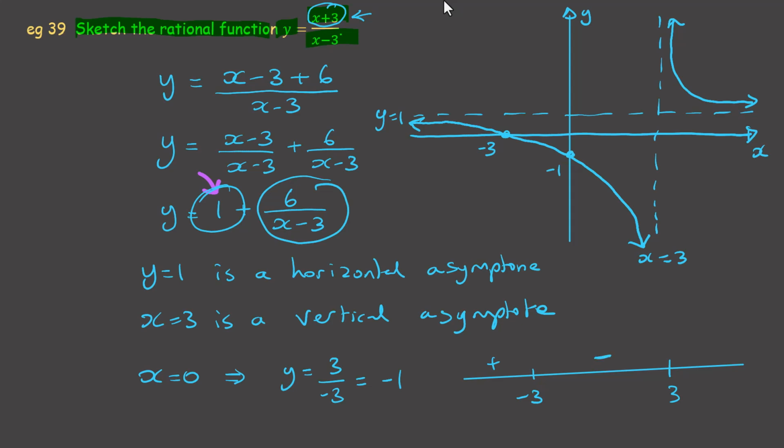And then once you're to the right of 3, they're both positive, so that's positive, and you can see that all fits in. That's positive up there, and then between the asymptote and the intercept it's negative, it's below the axis, and then it becomes positive again over there.